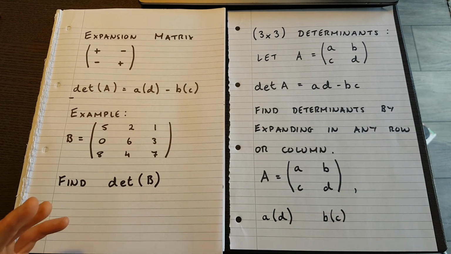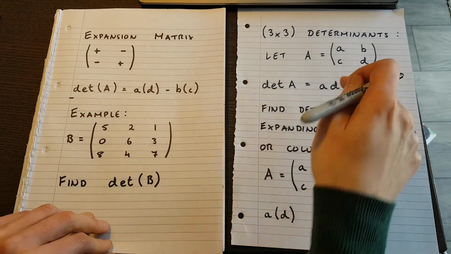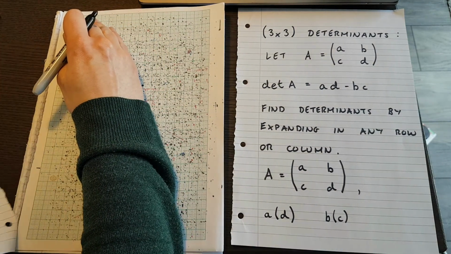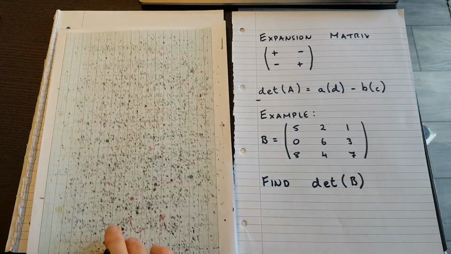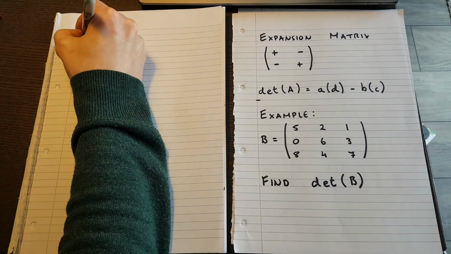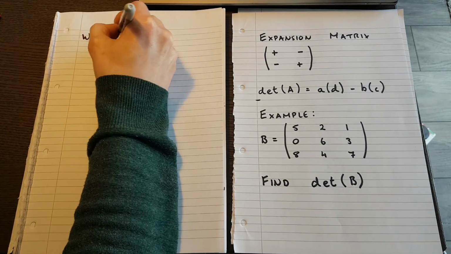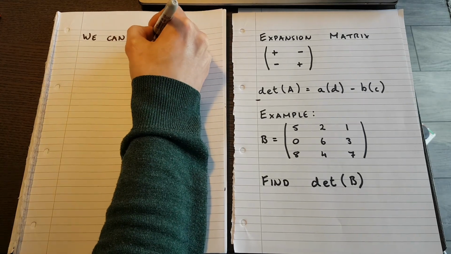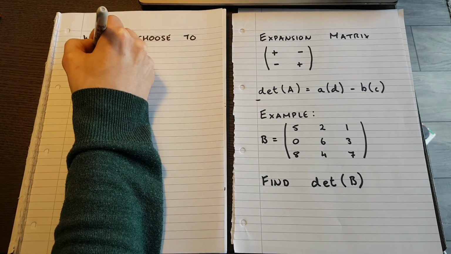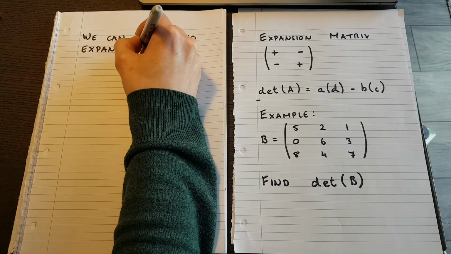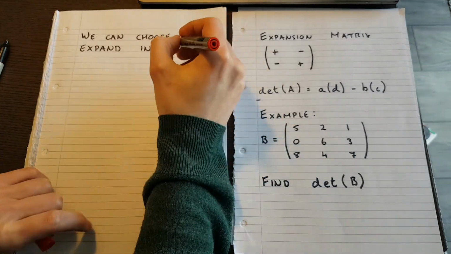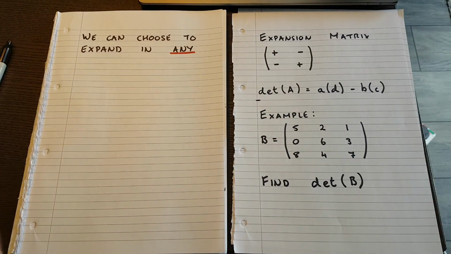This is a bit more complicated, but it's the same basic idea. And now that I know where this formula comes from, I'm just going to apply it to this one as well. I can choose to expand in any row or any column. I want to underline that because it is important. Any row or column.